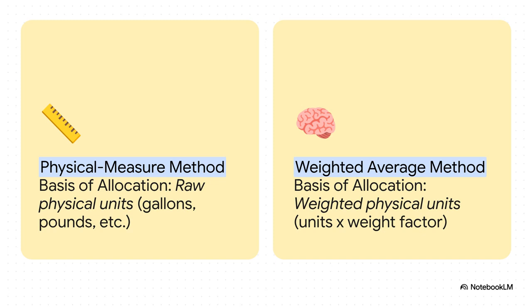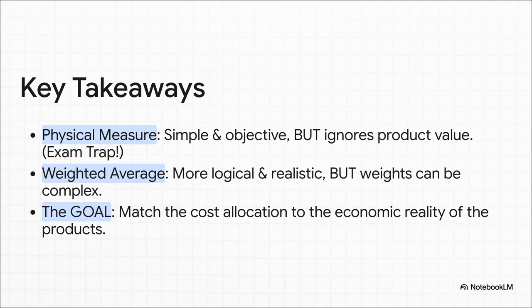is based on a smarter number. The physical units times a weight factor. It's simple, plus a layer of logic. Here are your key takeaways. Physical measure, yeah, it's simple, but it completely ignores the product's value. Remember, that's the big exam trap. Weighted average, it's way more logical, but coming up with those weights can be tricky and a little subjective.